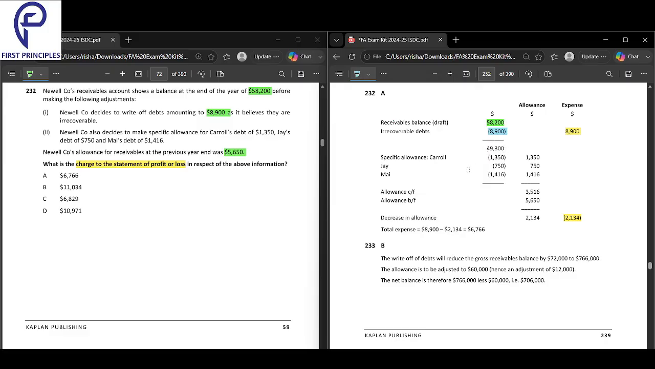So after that, we have 49,500. That is the first adjustment done. Second, they decide to make an allowance for Carol's debt of 1350. So they are making some allowance for Carol's debt of 1350.